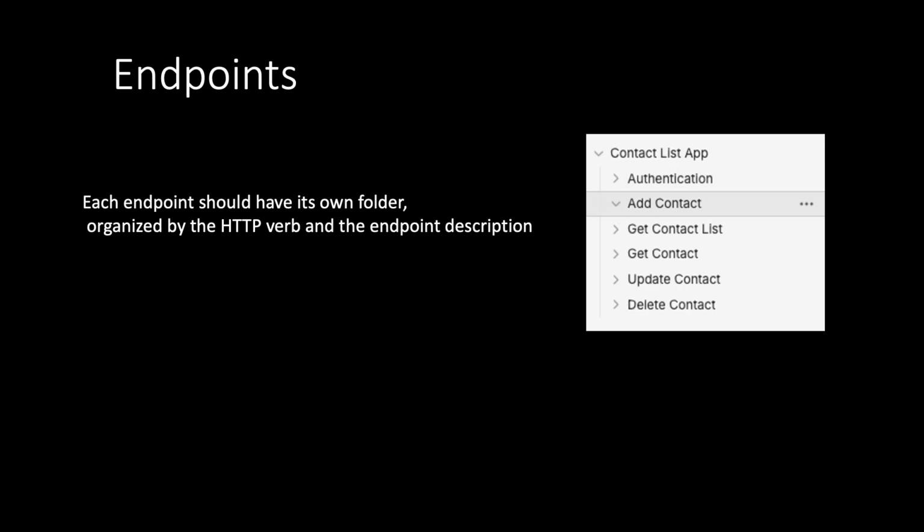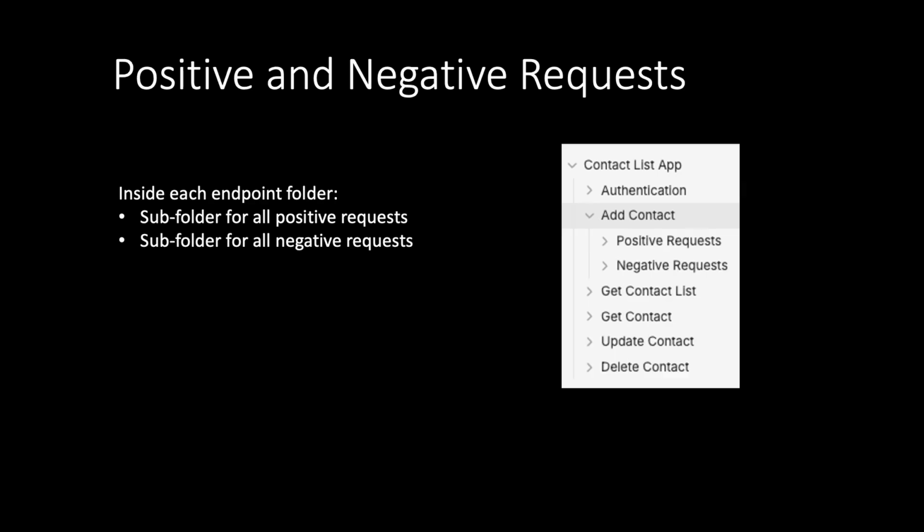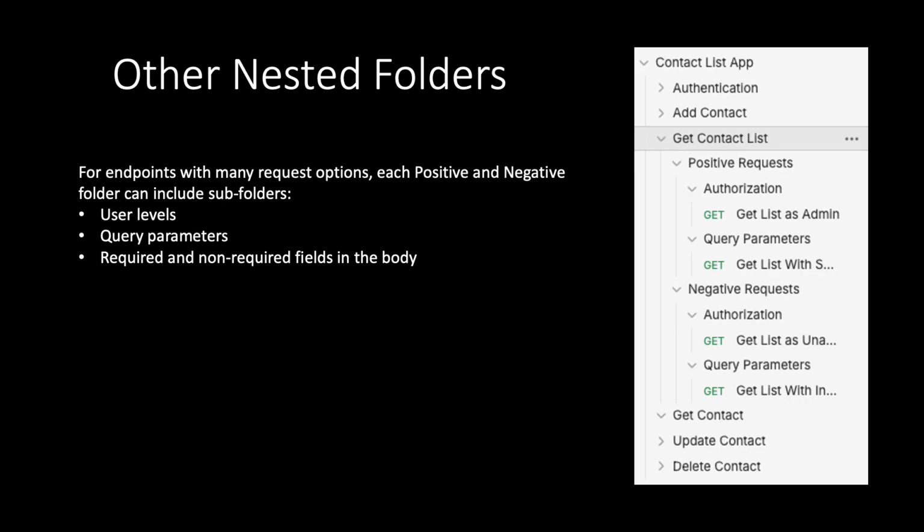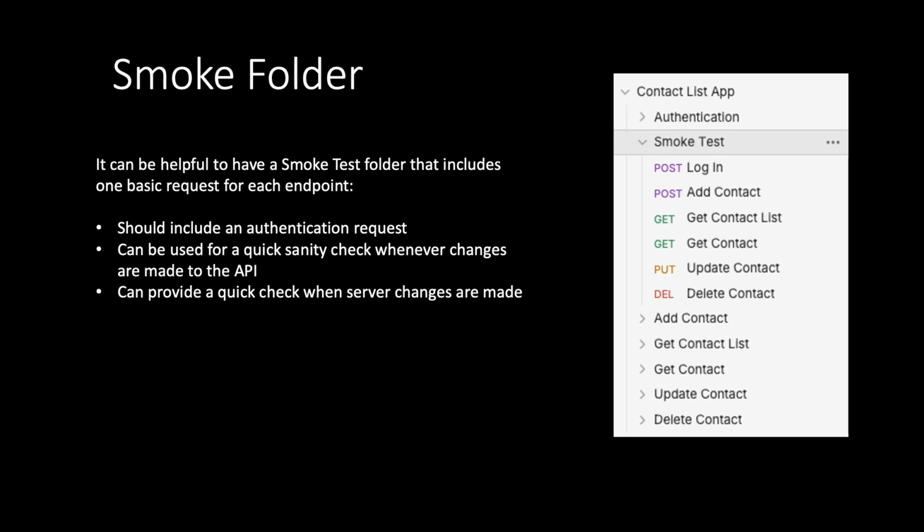Then each endpoint should have its own folder, organized by the HTTP verb and the endpoint description, such as add contact or get contact list. Then you should have positive and negative request subfolders inside each endpoint folder. For endpoints with many request options, each positive and negative folder can include subfolders, such as user levels, query parameters, or required and non-required fields in the body of the request.